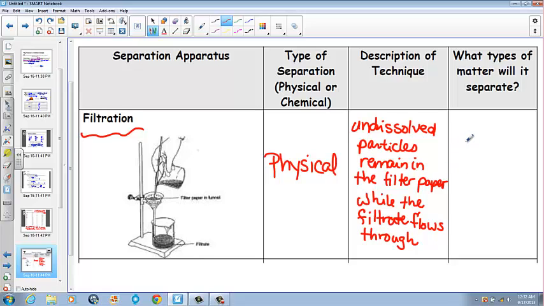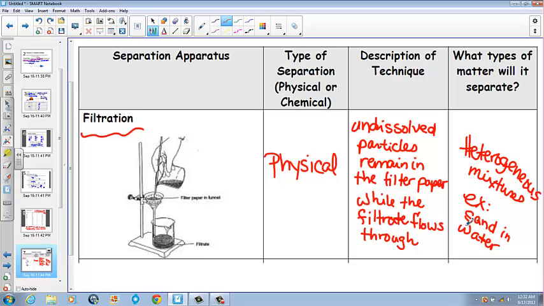So what types of matter will this separate? This is basically going to separate heterogeneous mixtures. Okay, so for example, sand in water.